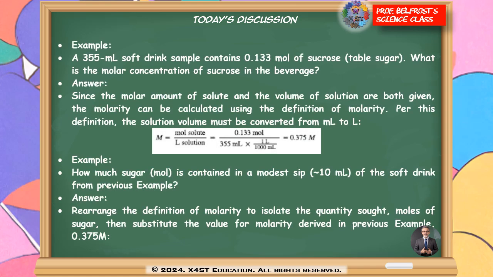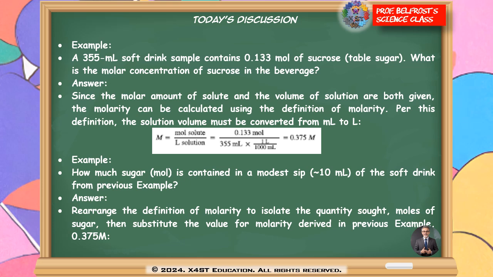For example, say that we have 355 milliliters of soft drink that contains 0.133 moles of sucrose. That's the molar concentration of the sucrose in the beverage. Of course, it's very easy: 0.133 moles divided by the liters of the solution. So we need to convert the milliliters to liters, which is 1 liter over 1000 milliliters, which gives us 0.375 molar.